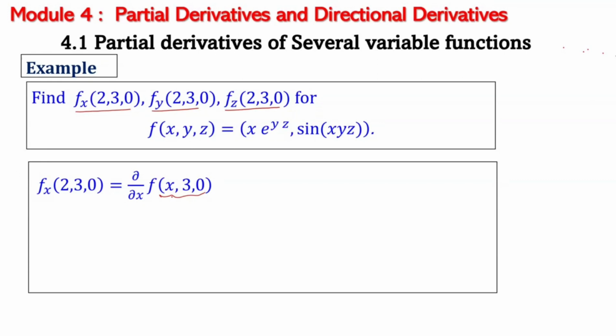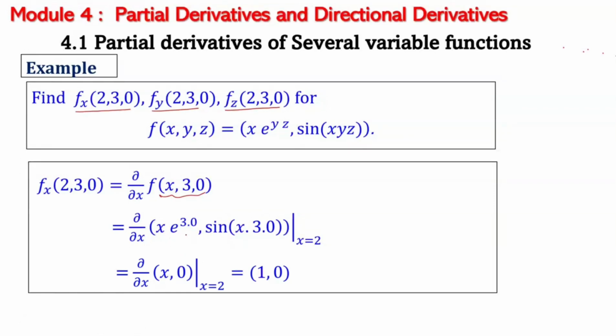Now f(x, 3, 0), we substitute in the function, and we get del x of (x e to the power 3 times 0, sine x times 3 times 0). So this becomes x and this is 0. Therefore we get del x of (x, 0), and now the partial derivative of x is 1, so we get (1, 0). This is the partial derivative with respect to x.